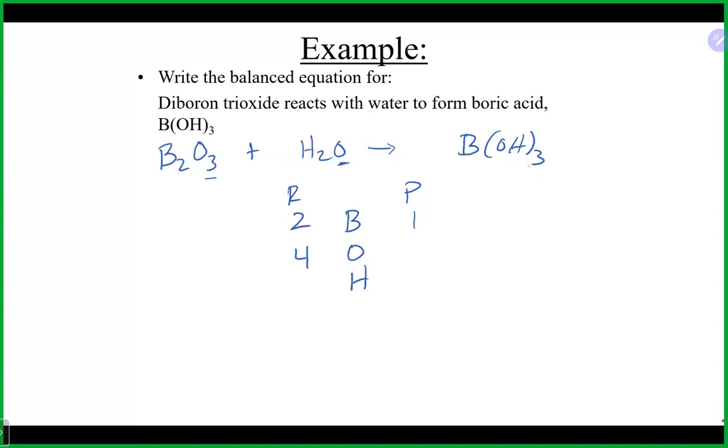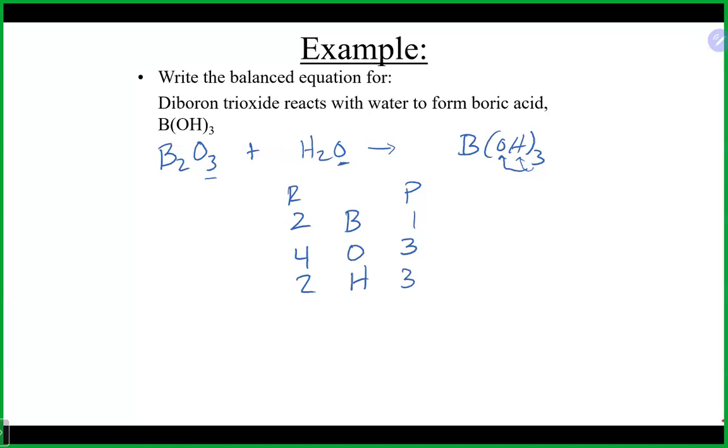This OH is in parentheses, and there's a 3 on the outside. That 3 does get distributed to each of the things inside the parentheses. So we're going to have 3 oxygens there and 2 hydrogens on the left. And once again, distributing that 3 into parentheses on the right will give us 3. At this point, not a lot to work with. Nothing's balanced. Definitely the easiest thing to balance at this point is the boron.